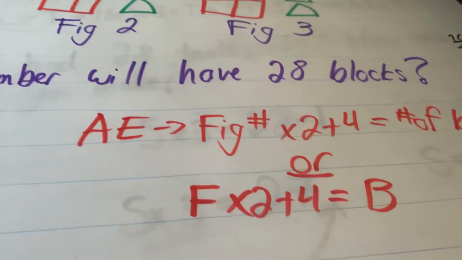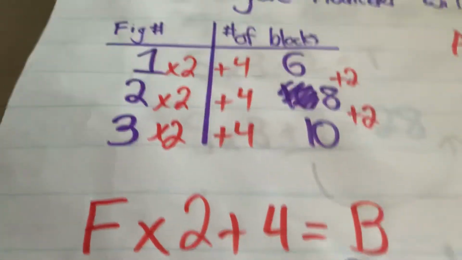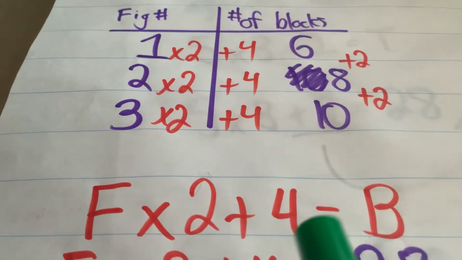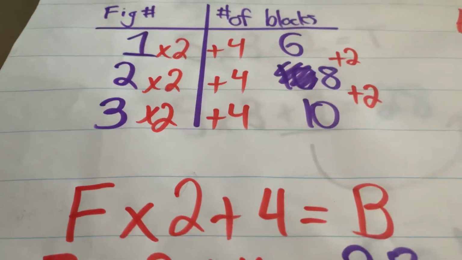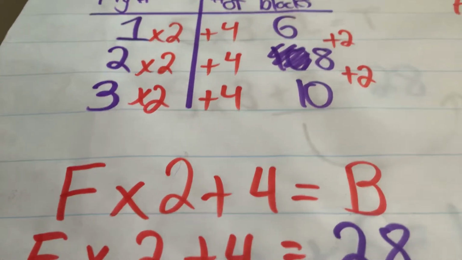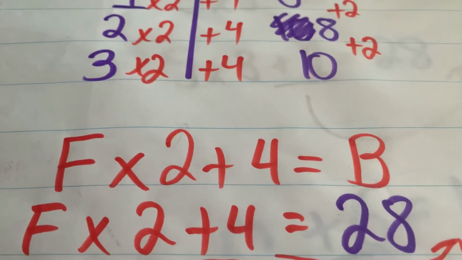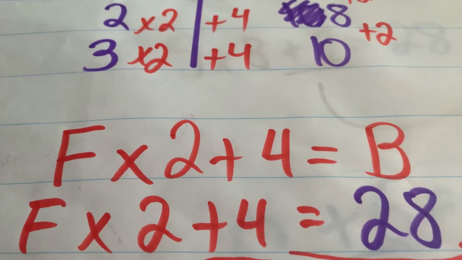All right, let's use our algebraic expression to figure that out. So I have my algebraic expression. F times 2 plus 4 equals B. I don't know what F is. That's what I'm trying to find out. But I do know what B is. So I'm going to rewrite my algebraic expression, take out B, and fill in the 28. So F times 2 plus 4 equals 28.